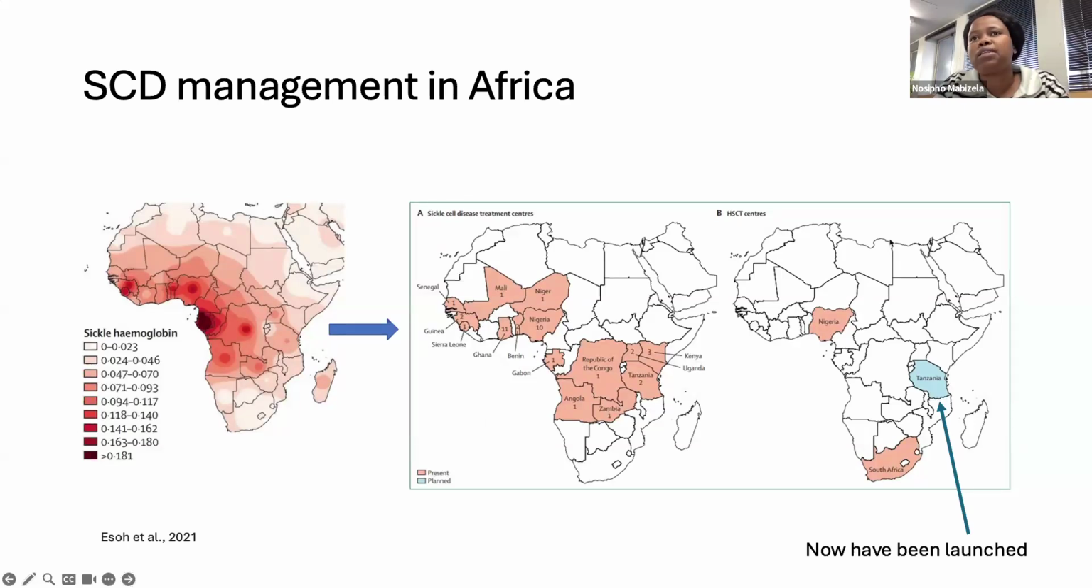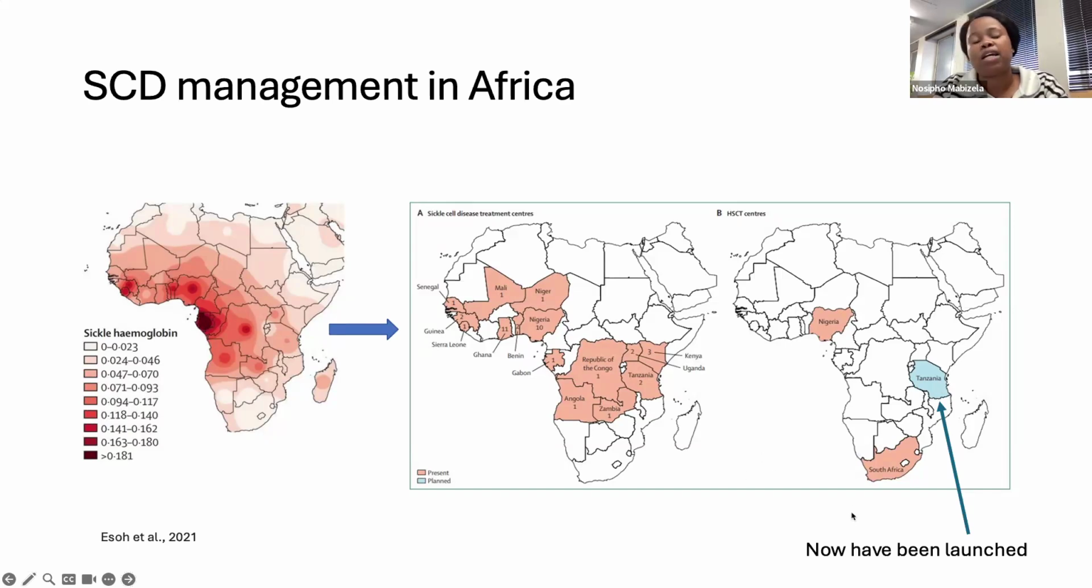And then when you look at B, you see that there's a stem cell transplant center. So the only centers that are open for the stem cell transplant are in Nigeria and South Africa. Mind you, South Africa has a low number of sickle cell disease patients. Actually, most of those patients are not originally from South Africa. They're coming from other parts of Africa. Tanzania recently launched stem cell transplant.